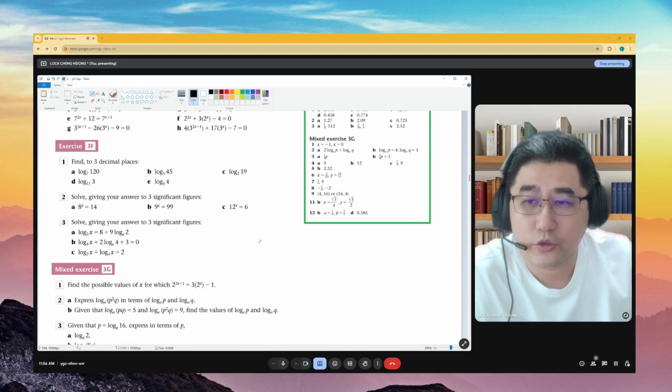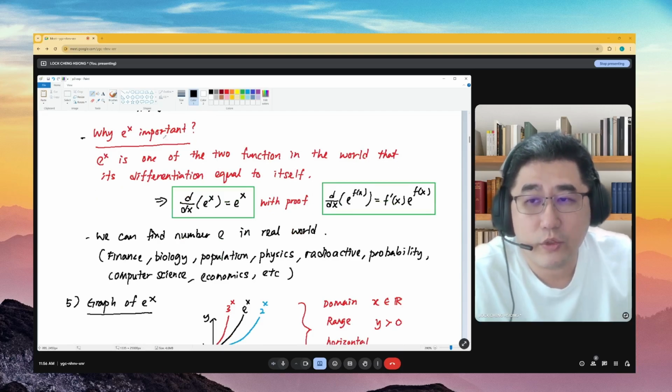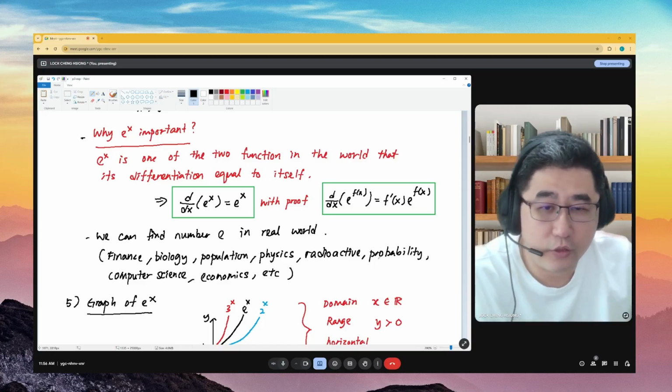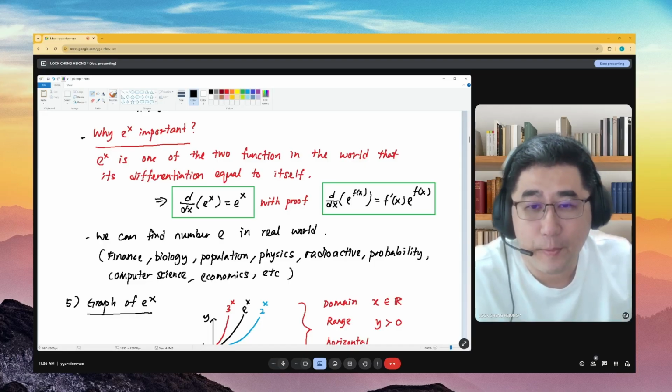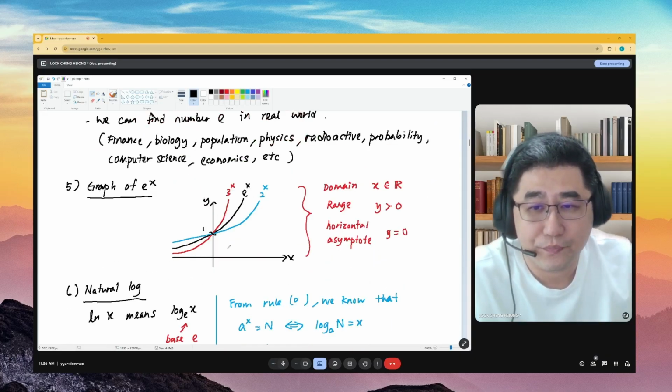And the second reason that e^x is important is because we can find the number e in the real world. Regardless of whether it's finance, biology, population, physics, radioactivity, probability, computer science, economics, etc., you'll find e everywhere. So therefore this is the reason why you need to know how to do exponentials and logs.